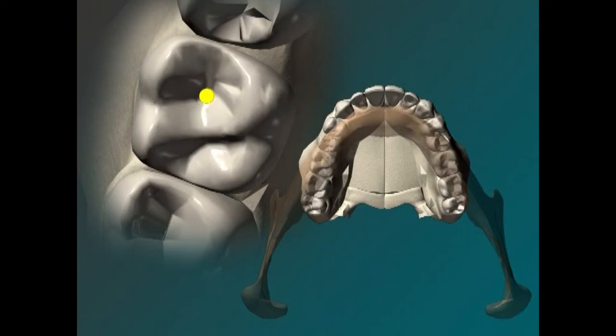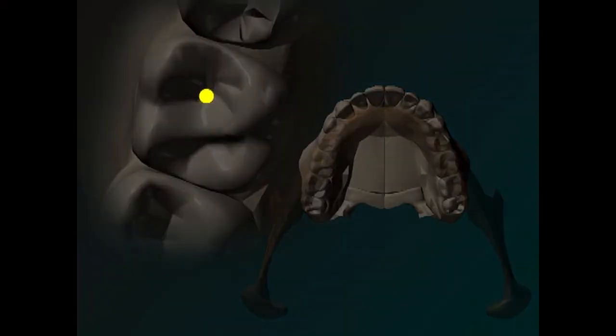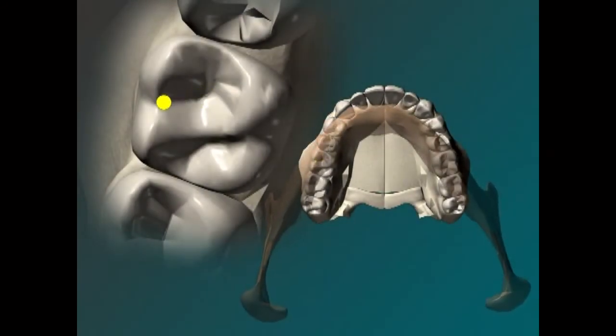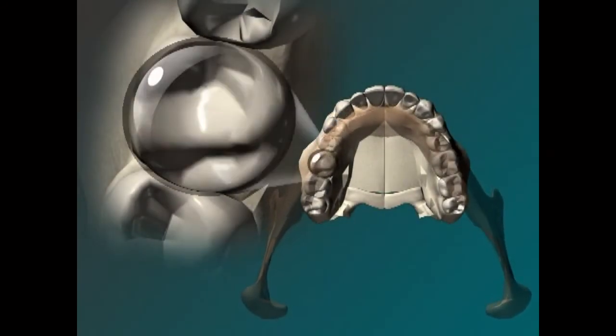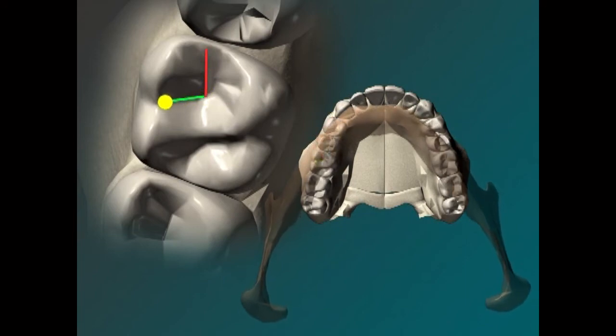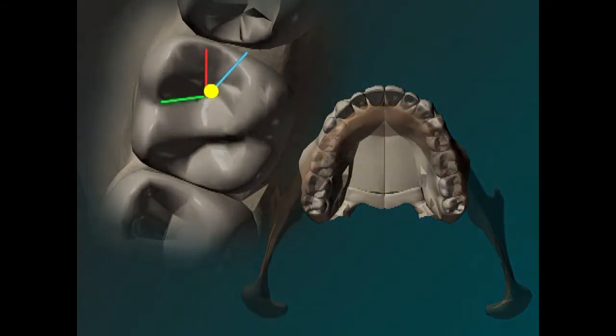We will follow the excursive movements of the mid-buccal cusp of the lower first molar, represented by the yellow sphere, across the occlusal surface of the maxillary first molar. By tracing these movements, protrusion, working side, non-working side excursions, a crow's foot pattern is traced out.